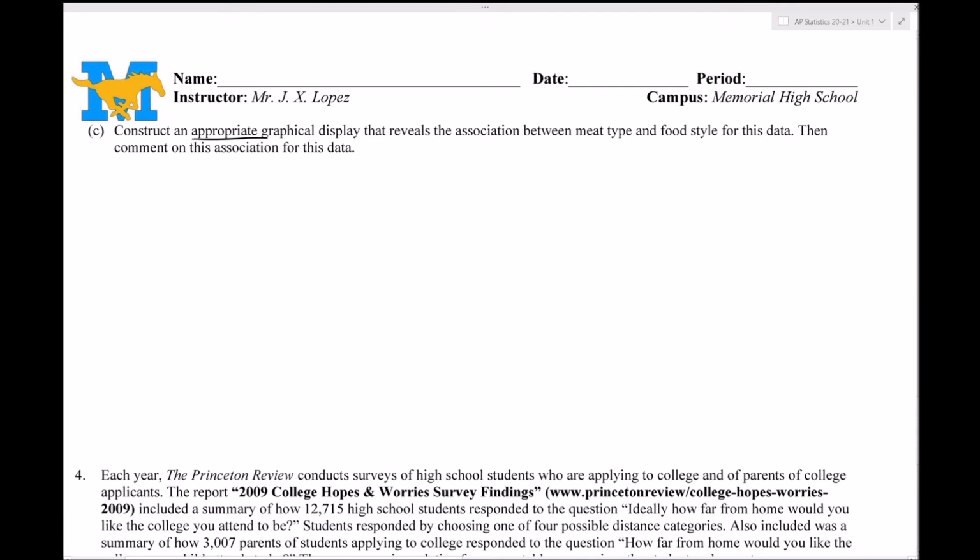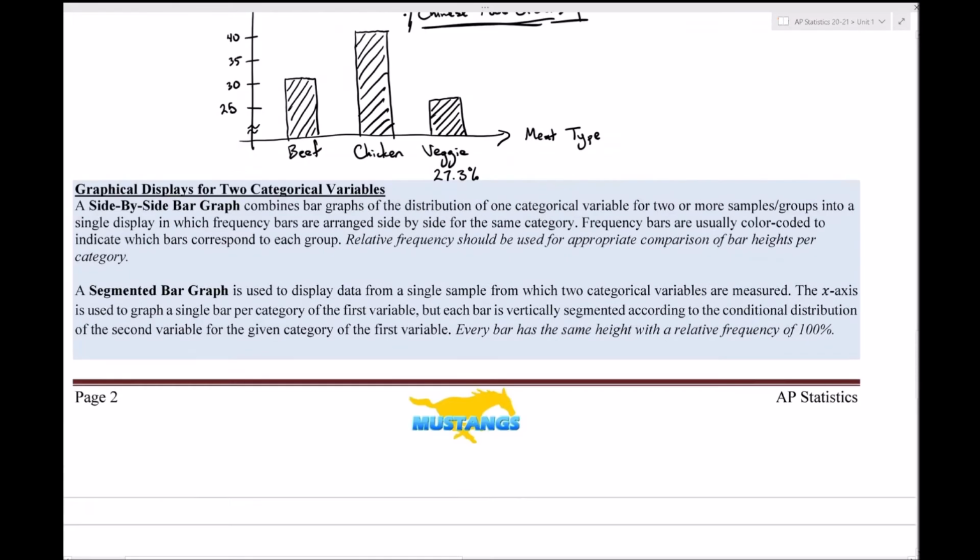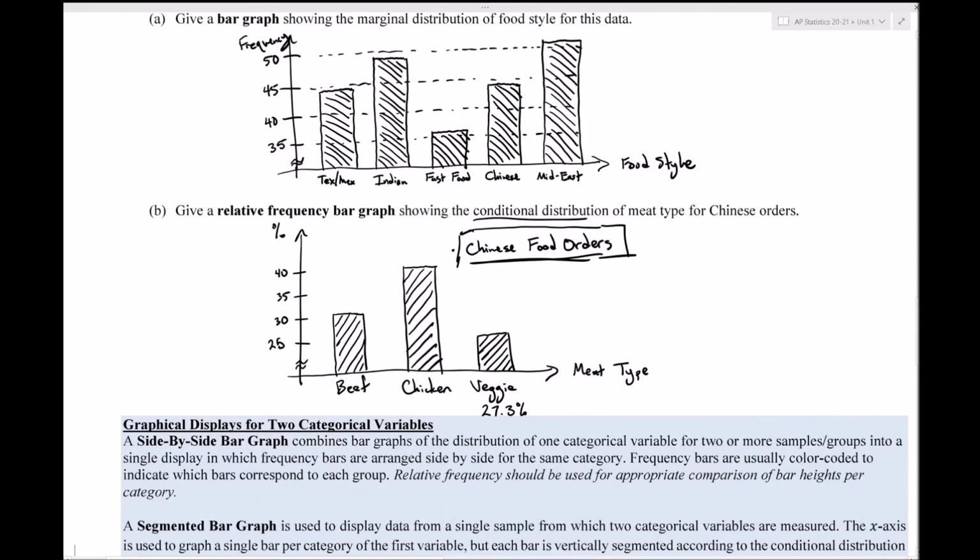So construct an appropriate display that reveals the association between meat type and food style for this data. Then comment on this association for this data. So I want to see how those two variables play with respect to each other. The idea is, I'm going to go with the same idea here. How is meat distributed within just Chinese orders? Then let's ask the question, how is meat distributed across all types of food styles?